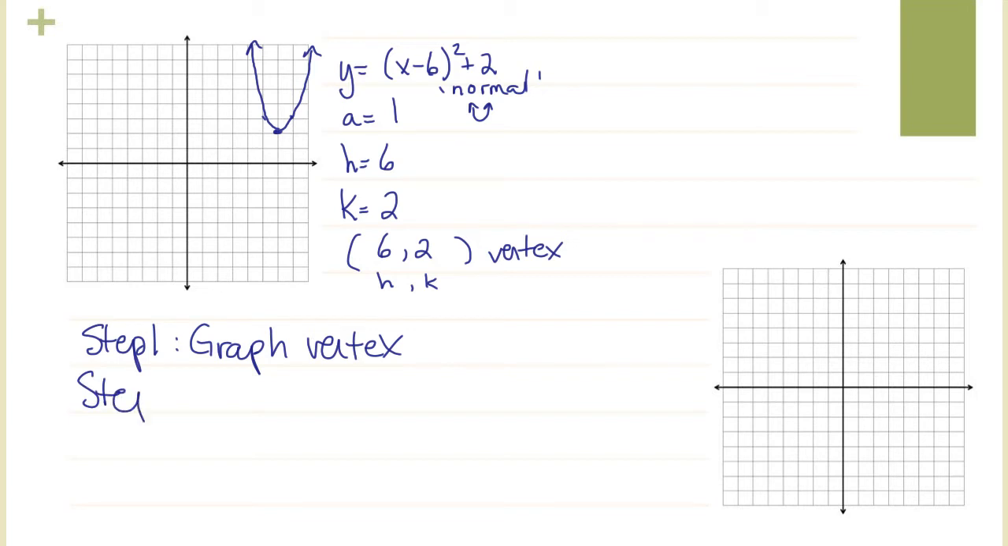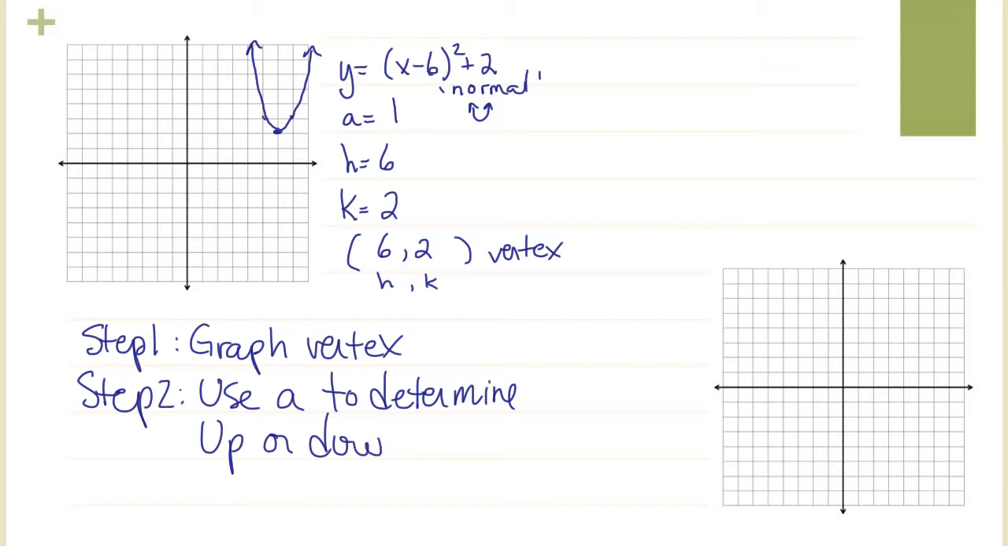Step 2, use A to determine whether it opens up or down, and how wide or narrow. I don't want you to be super concerned with where all the exact points go.